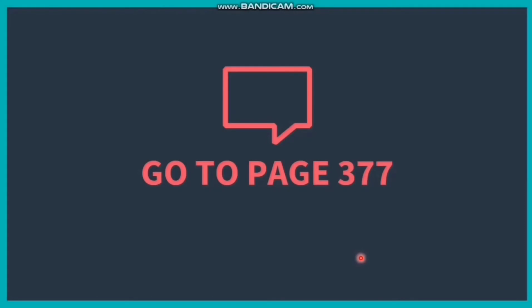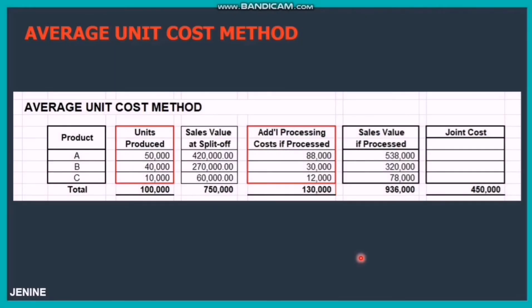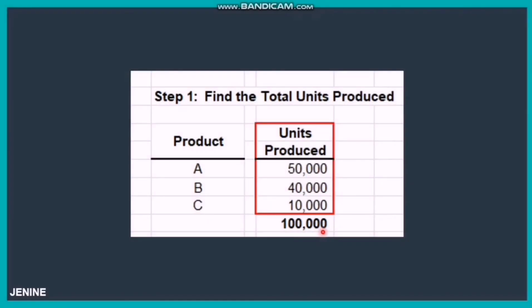Okay, next. Again, sa page 377, let's compute for the shared joint cost ng product using average unit cost method. So, again, yung average unit cost method, yung basis ng pag-allocate ng cost nito is yung units produced. So, ito lang yung kailanganin natin. Units produced and yung additional processing cost. Okay. Step 1 is to find the total units produced.